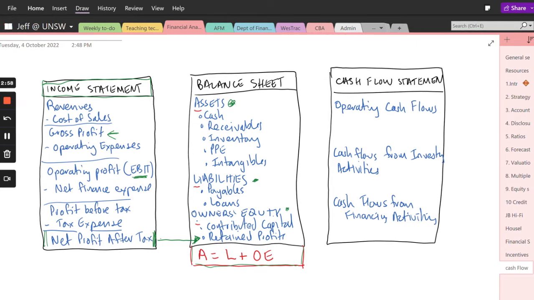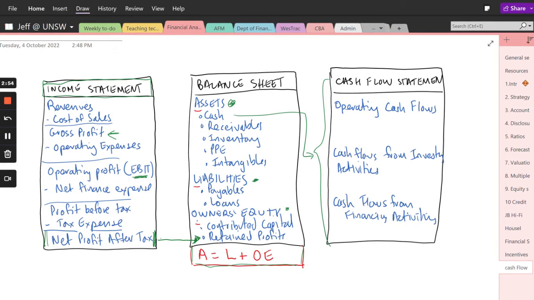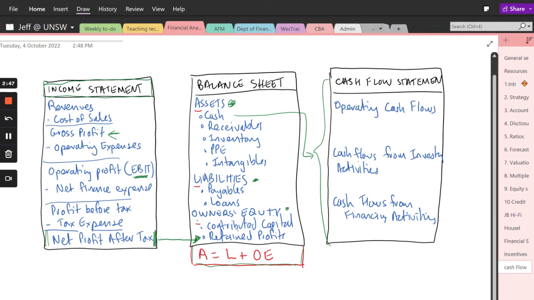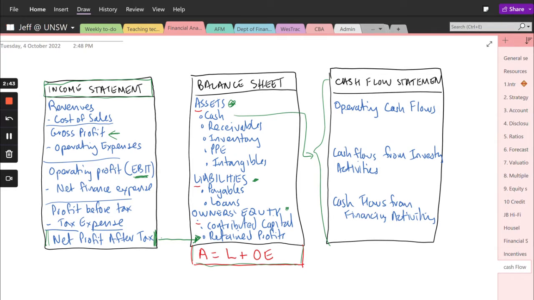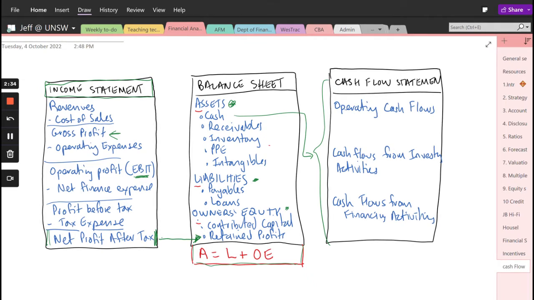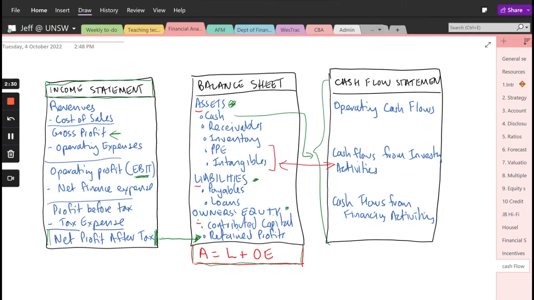The cash flow statement captures in its whole the changes in the cash account on the balance sheet. It separates those out into operating, the day-to-day operations of the business, so collections from customers, payments to suppliers. The cash flow from investing activities, which typically refers to the purchase and sale of the non-current assets. So on our little example here, the investing cash flows would relate to our property, plant and equipment and intangibles.